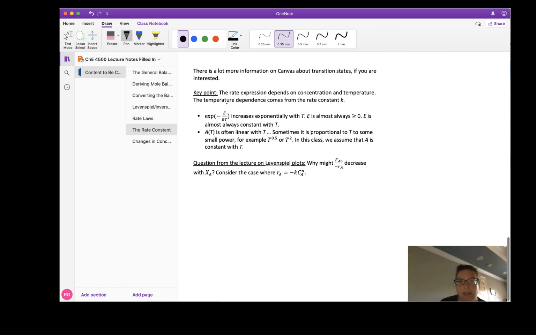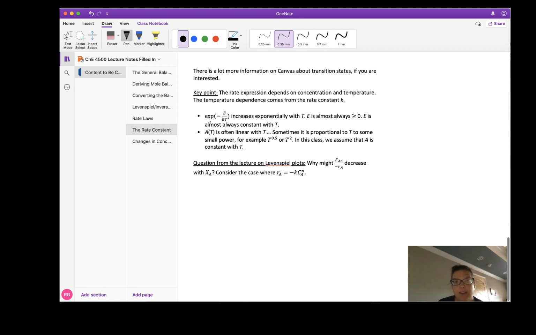Key point here is that the rate expression depends on concentration and temperature. The temperature dependence comes from the rate constant. Both of the terms in the rate constant are dependent on temperature. One of those is the exponential term, which is the exponential of the activation energy divided by RT. This term increases exponentially with T. This is because activation energy is almost always greater than or equal to 0. So as the temperature increases, this term gets larger and larger.